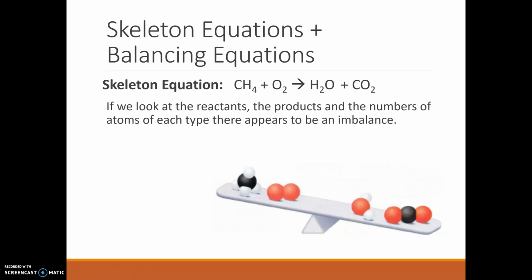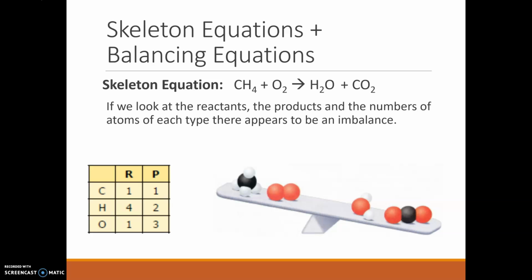So here's our skeleton equation again. If we look at the reactants, the products, and the numbers of atoms of each type, they appear to be imbalanced. Okay, so they're not equal. So if we were to count them up, the reactants, there's 1 carbon and 1 carbon on the other side, so those are equal. The hydrogens, though, are not. There's 4 here and only 2 on this side. And for oxygen, there should be 2, and there are 3 on this side.